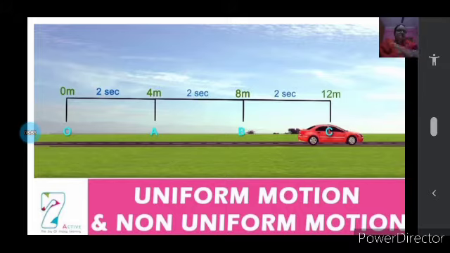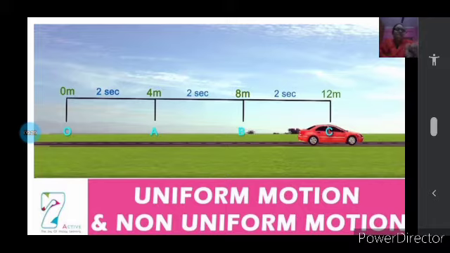It is covering the distance in a straight line. It is rectilinear motion. It is covering equal distance, children, equal distance in equal intervals of time. The intervals you see are 2 seconds, 2 seconds, 2 seconds, and the distance also you see 4 meters, 4 meters, 4 meters. So equal distance in equal intervals of time, then we call the motion uniform motion.